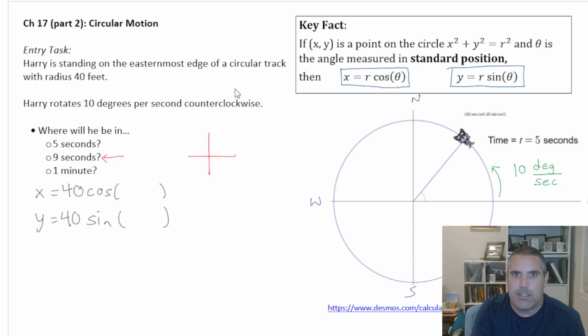So often I like to do examples. This is just good in general when doing math. Do examples where you already know the answer. In 9 seconds, he's going to be here. And that coordinate is 0, 40. So you can use this as a test case.